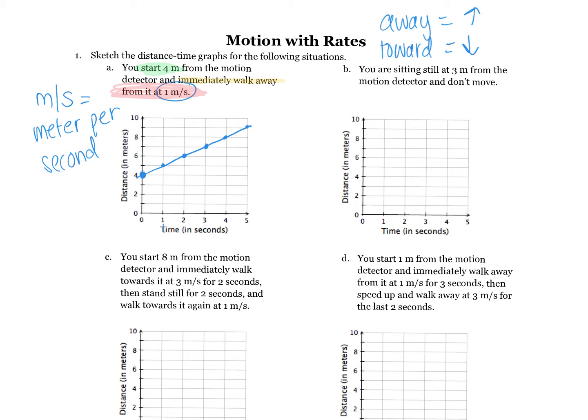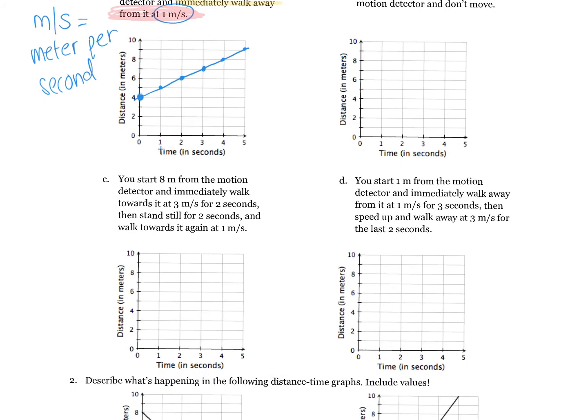Okay, so that one was a little bit of an easy one, so that's why I wanted to show you C so we could talk about it. Okay, but anytime you see m/s, it means meter per second. Okay, all right, so C, we're going to read it first and then we'll talk about it. You start 8 meters from the motion detector. Okay, so we know that we're starting 8 meters from the motion detector, so go ahead and draw a dot on 8 meters. We could even highlight that because we think that's important, okay?